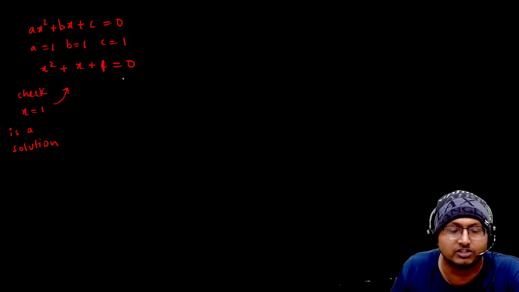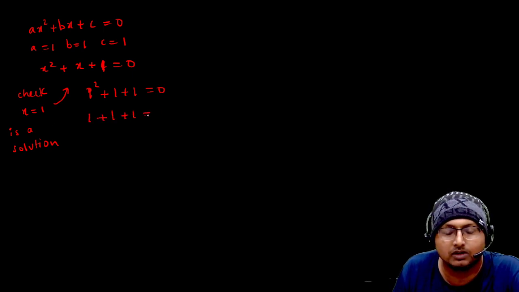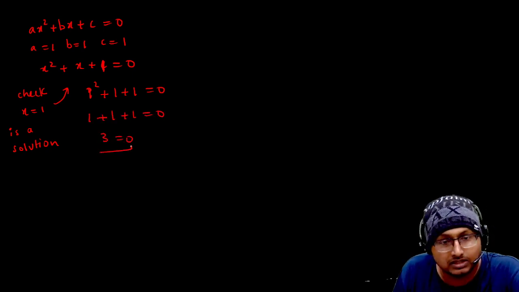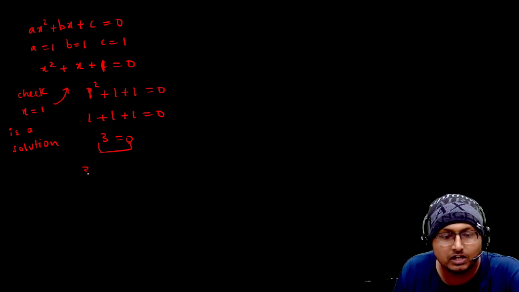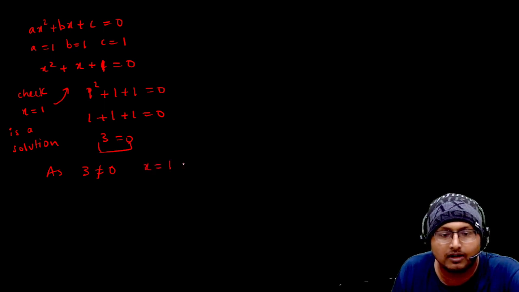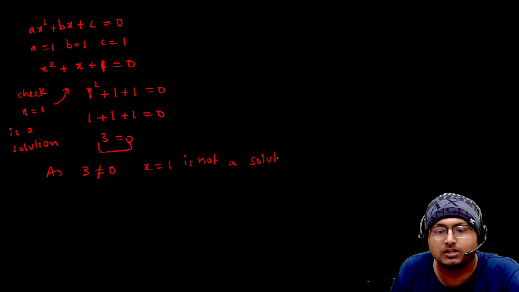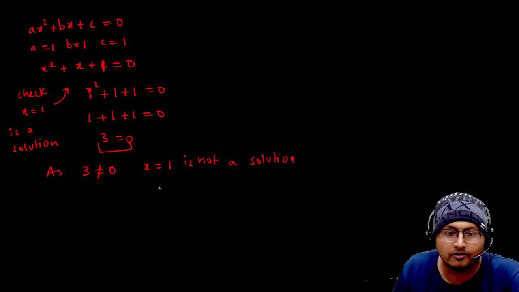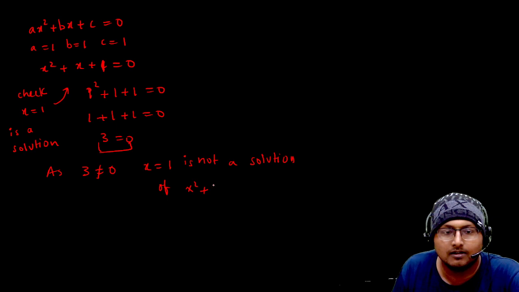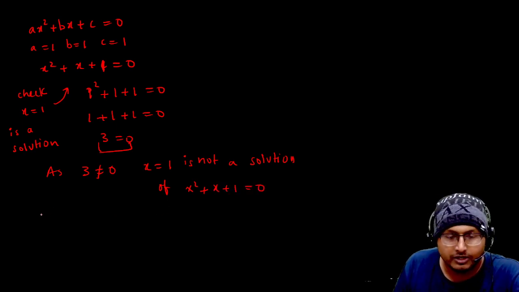If it satisfies that equation, then it is a solution of that equation. So if we substitute, what will we get? 1 square plus 1 plus 1 equal to 0. What is 1 square? 1. So 1 plus 1 plus 1 equal to 0, so 3 equal to 0. Does 3 equal 0? No, 3 is not equal to 0. As 3 is not equal to 0, x equal to 1 is not a solution of x square plus x plus 1 equal to 0. Okay, did you understand?